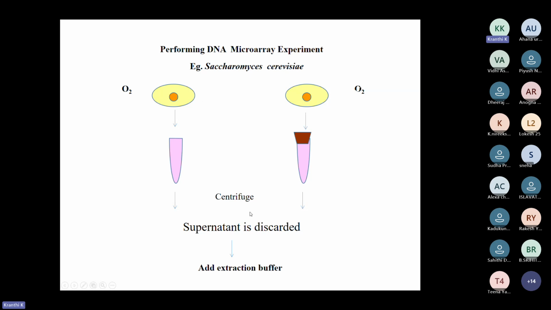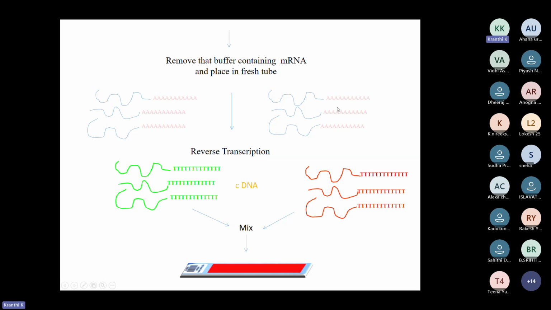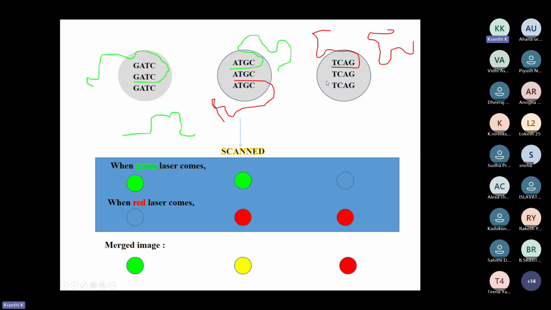Two samples are there. After centrifuging and extraction, the supernatant gives you the RNA. Remove the buffer that contains the RNA, then do the reverse transcriptase, which gives the cDNA, complementary DNA. Then add it onto the microarray slide. Because they have probes, we add the fluorescent probes. When green color comes, it indicates that the normal person's probe got added here. When the red color comes, the patient's probe was added there.